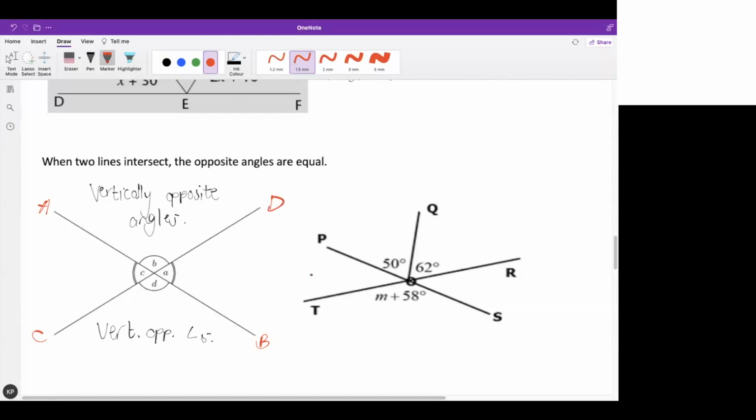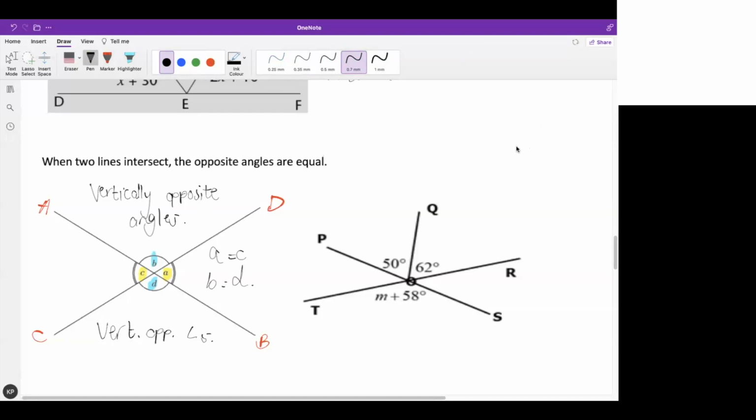Okay. So we have two straight lines. The angles that face each other, i.e., A and C will be equal, and B and D will be equal. So in this specific sketch, A is equal to C and B is equal to D. Okay. Do we understand what I'm saying?